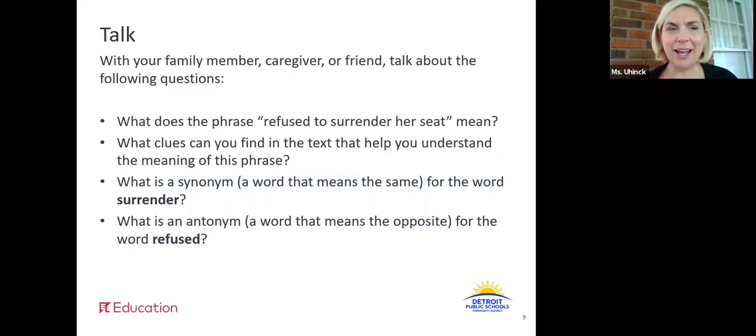And then it uses this word surrender her seat. Usually when we're talking about a seat, we don't talk about surrendering their seat. But I do know this word surrender. I've thought of prisoners, they'll surrender themselves, which means they'll give up, right?